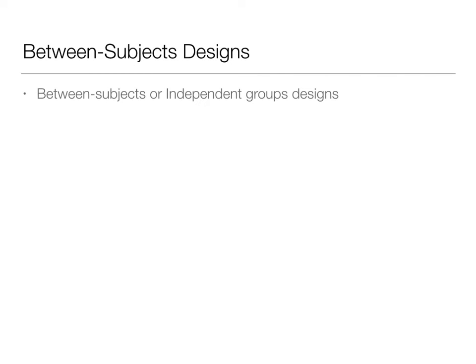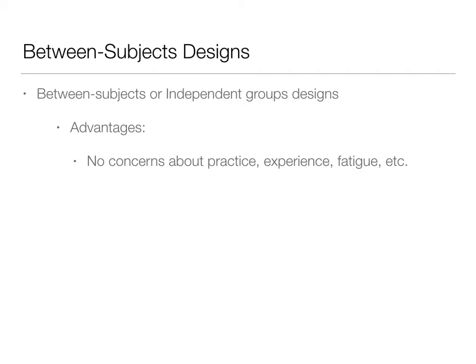So between subjects or independent groups designs have several advantages. One of which is they're really nice and clean and simple. You don't have to worry about the control group getting the experimental condition and having any kind of overlap between them, having those interact in any kind of way. You don't have to worry about that. There's no concerns about your participants getting bored or tired. You don't have to worry about any kind of experiences influencing subsequent performance because they've only done one thing.